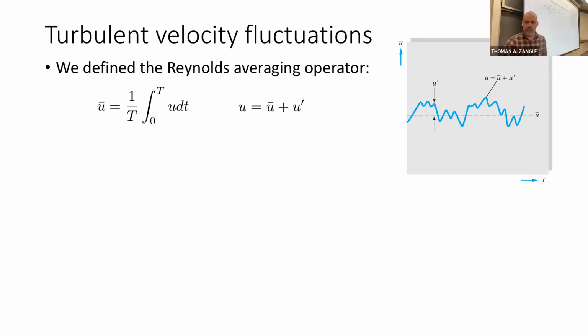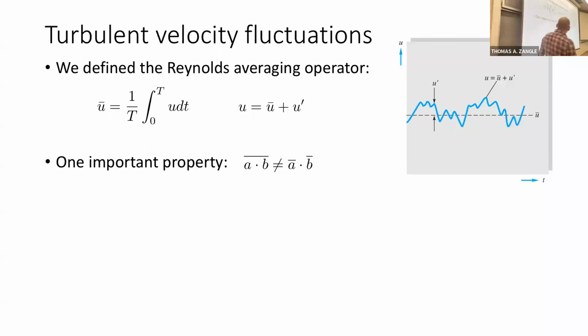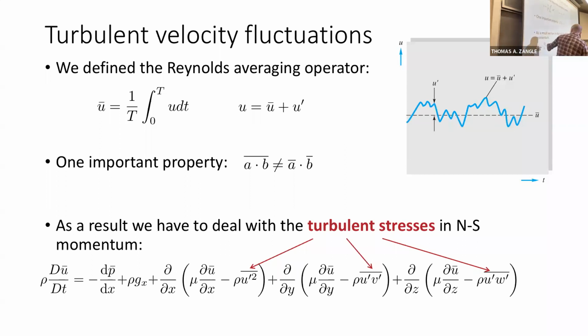Now one other property of this that we saw last time was that if we have some function A times some function B, and we multiply them together and then take the time average, this is not equal to the time average of A times the time average of B. So a property of this definition is that we get this non-identity.